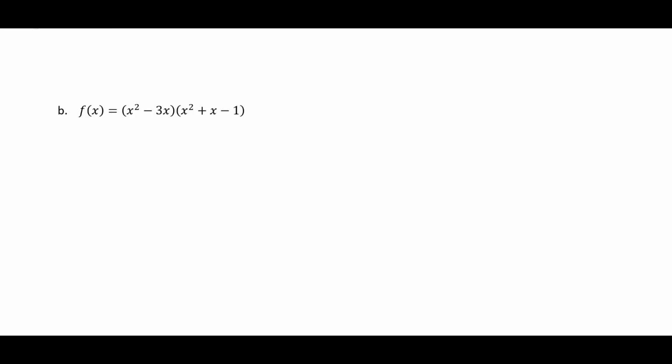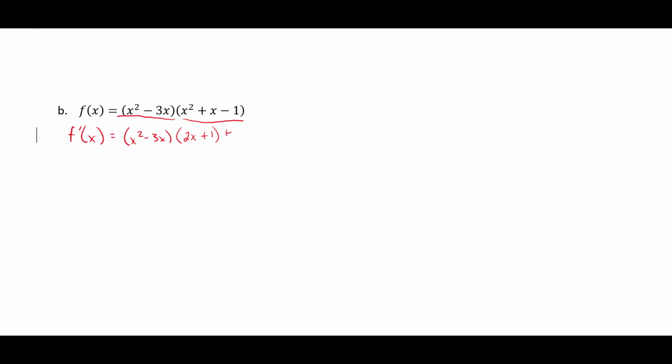Okay, so let's look at this one. So f of x equals x squared minus 3x times x squared plus x minus 1. So to differentiate this using the product rule, f prime of x is equal to our first function. So in this case, our first function is x squared minus 3x. So first times the derivative of the second. So our second function we know is x squared plus x minus 1. So the derivative of that is 2x plus 1.